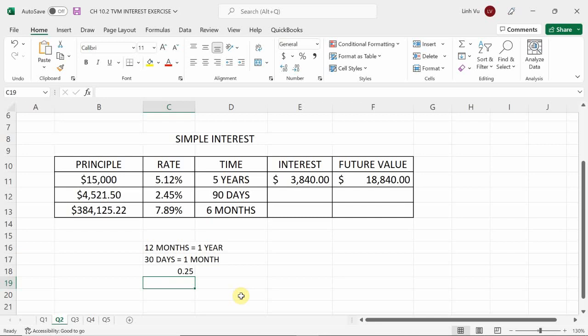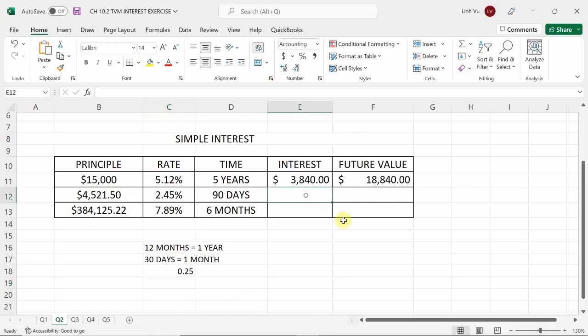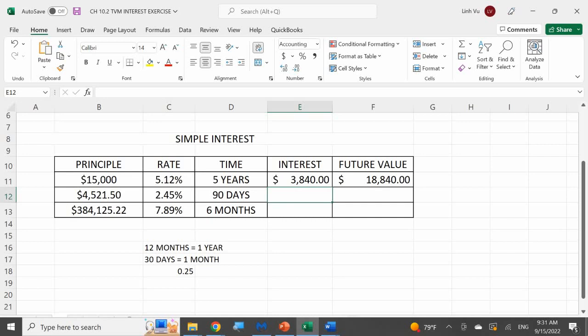So then now that you know that, let's go ahead and calculate what your interest will be collected in a quarter of a year, so 3 months. So if I borrowed $4,521.50 and my interest rate is at 2.45%, and I know it's going to be for a quarter of the year.